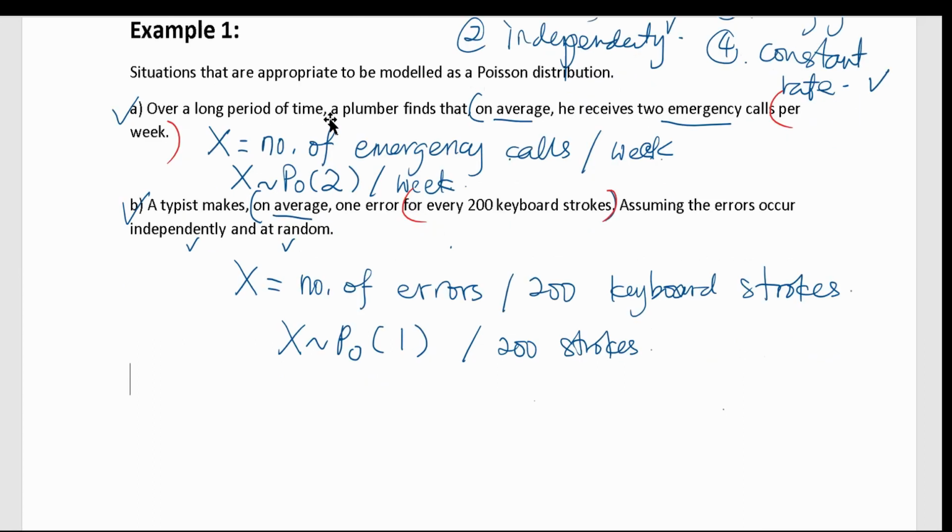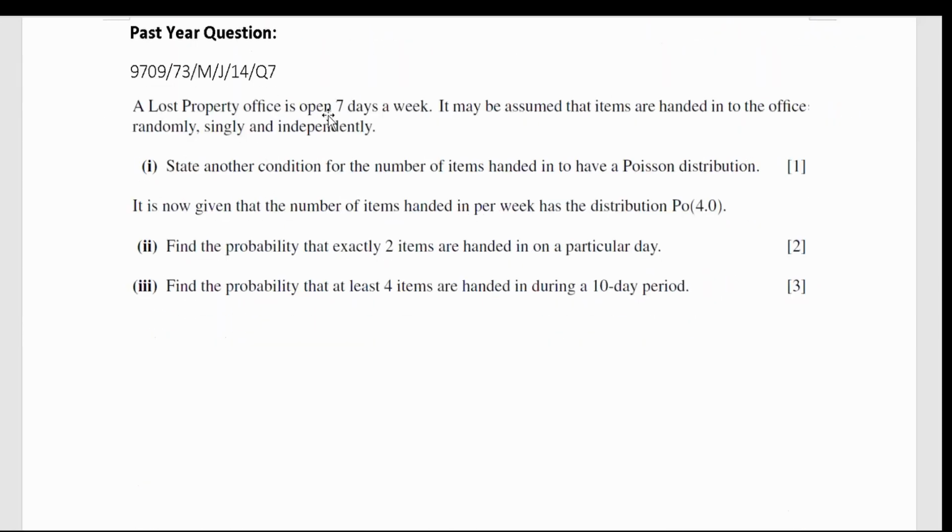Now we look at a past exam question. This is the question from May-June 14, Paper 7.3, Question 7. A lost property office is open 7 days a week. It may be assumed that items are handed in to the office randomly, singly, and independently. Remember the 4 conditions; it mentions 3 here. Part 1: state another condition for the number of items handed in to have a Poisson distribution.